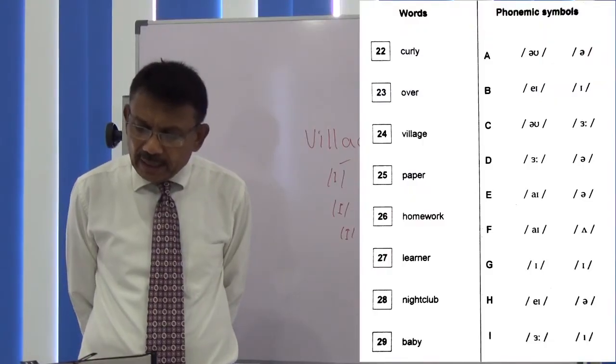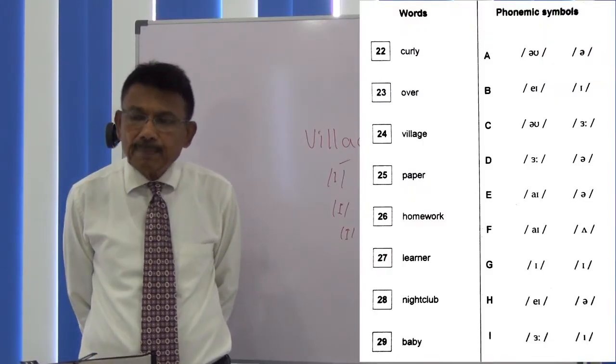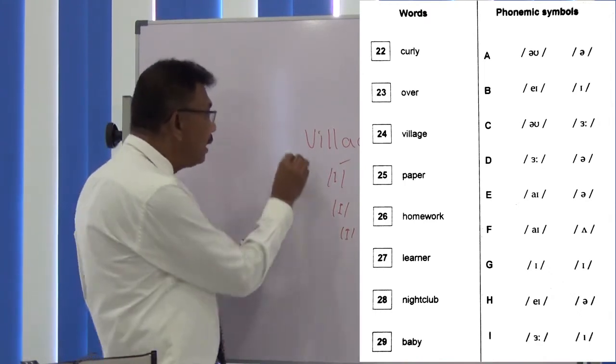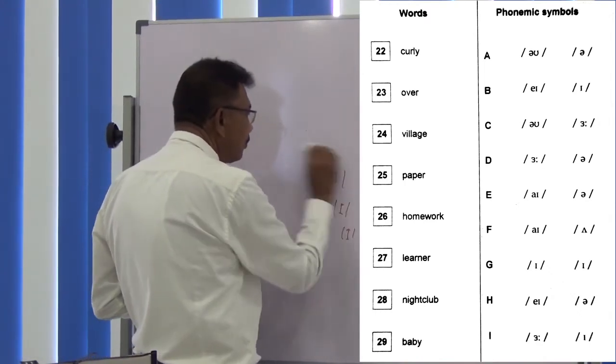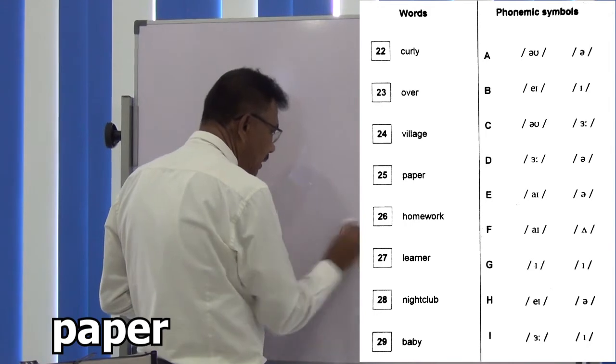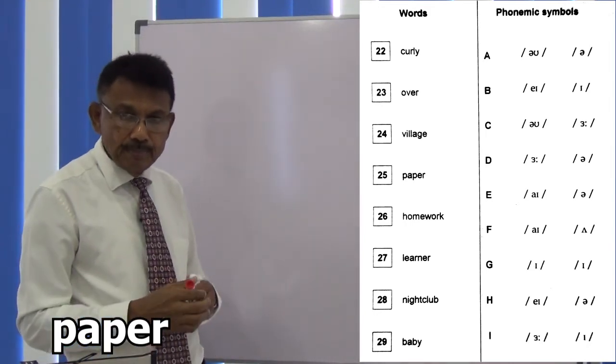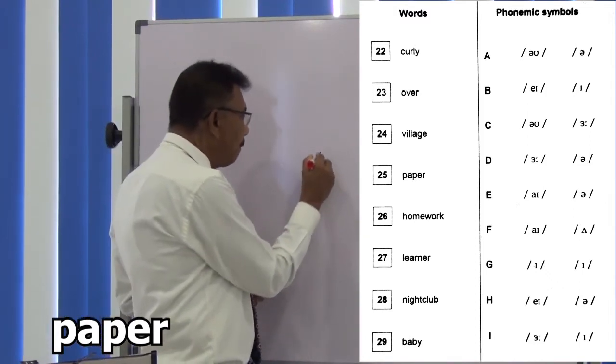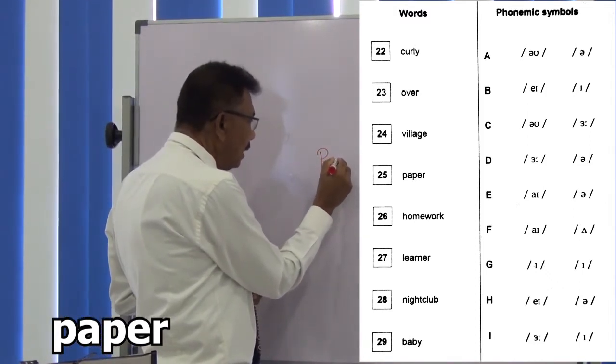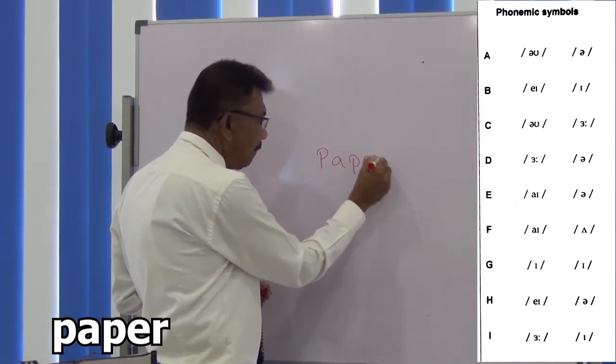Then 25, PAPER. What is the correct pronunciation? What are the two vowel sounds in this? PAPER.